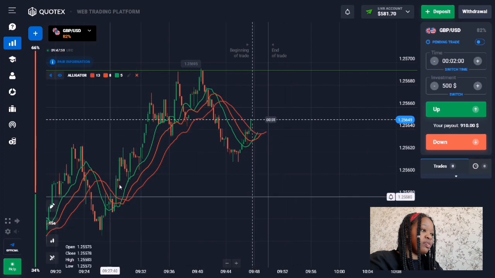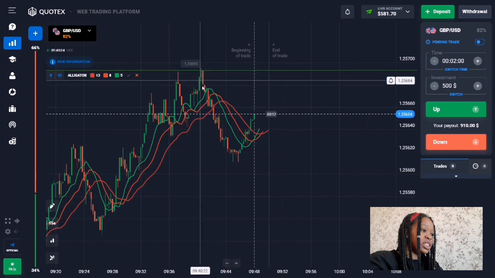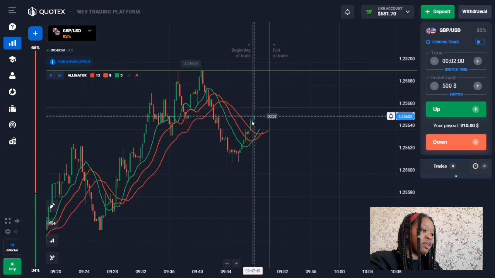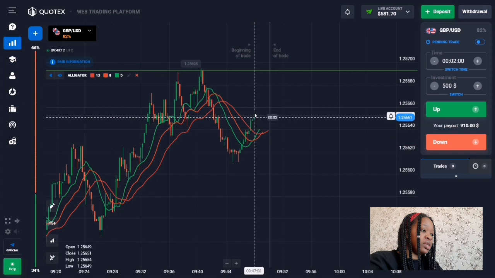So here you can observe that there has been the steady uptrend. The price hit the level of resistance and then pulled back down, and now it's again trending towards this level, and the indicator signals that anytime soon there will be a trend upwards.